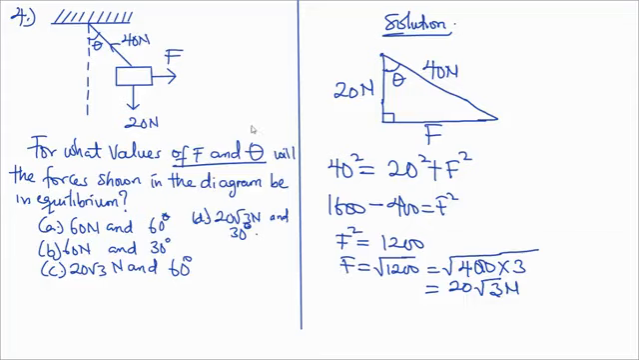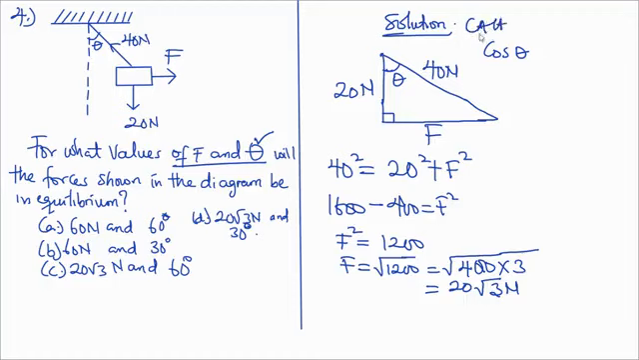So now, what else do we have to do? We need to find our theta. To find our theta, we connect 40 and 20. This is the hypotenuse side and this is the adjacent side. So that's cos theta.